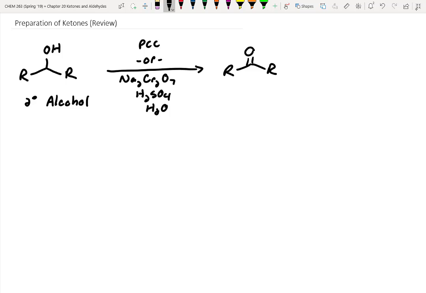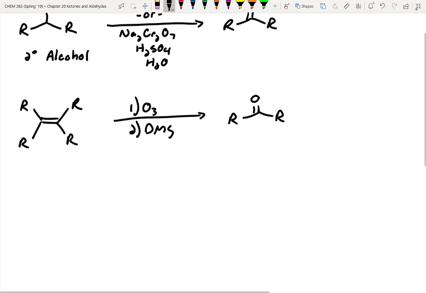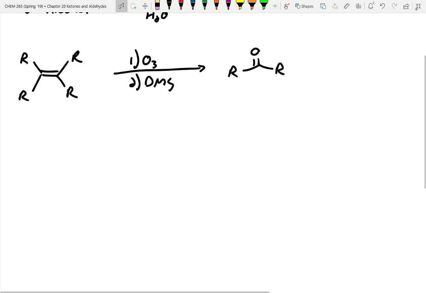All right. Similarly to what we just saw, we could have, in this case, a tetrasubstituted alkene, and we can make 2 equivalents of a ketone using ozone and DMS. It's the same idea as with making aldehydes. The big thing to remember with ozonolysis is you have to determine how substituted your alkene is before you can really determine whether you're making an aldehyde or a ketone.